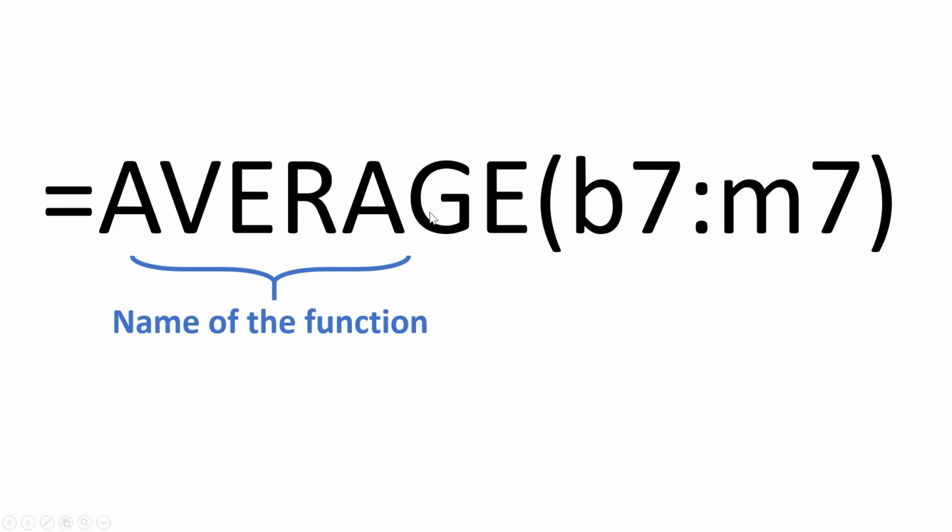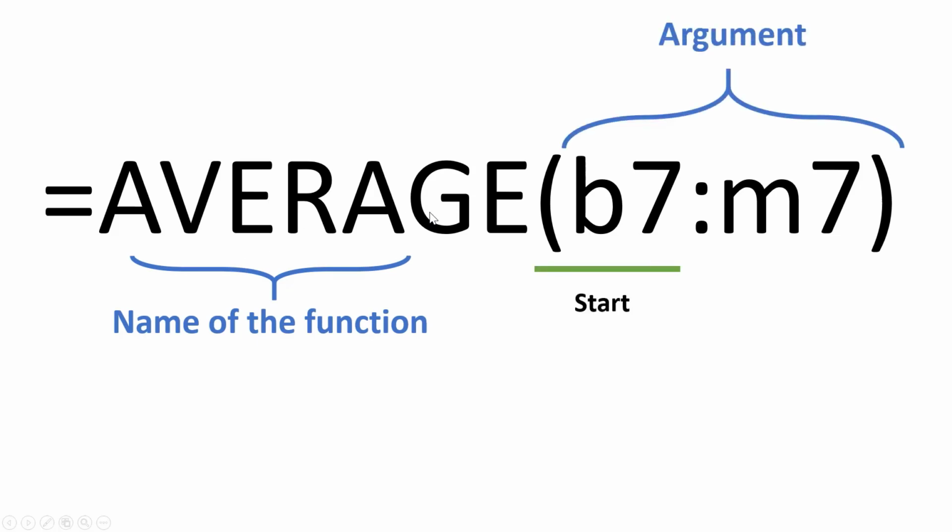We've got the name of the function, the argument, the range of the cells where it's going to start, which is B7, and the range of the cells of which it's going to stop, which is M7. So we're going to average at B7 through M7. Let's get back to our spreadsheet.